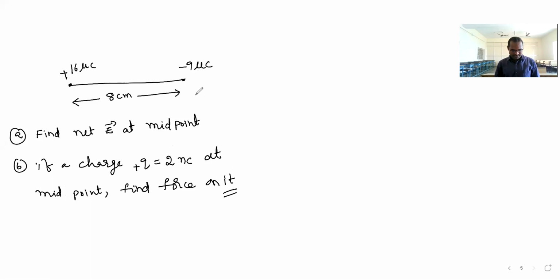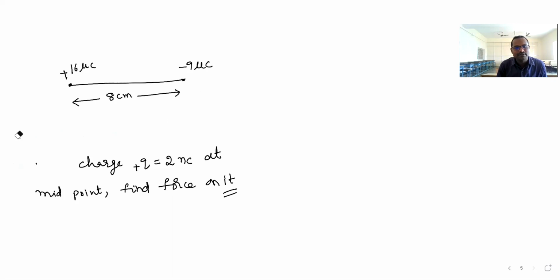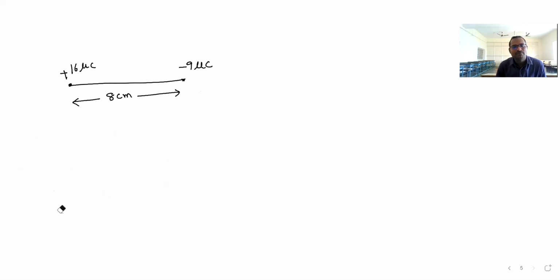Now I am taking one more example. I am also taking this question to give the answer. Now what I am doing is, the same question I'll do differently. So two charges are there, plus 16 microcoulomb and minus 9 microcoulomb, and they are separated by a distance of 8 centimeter.